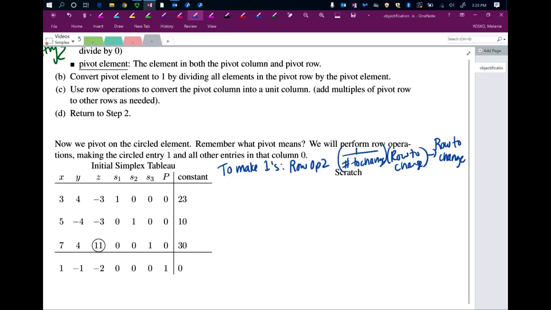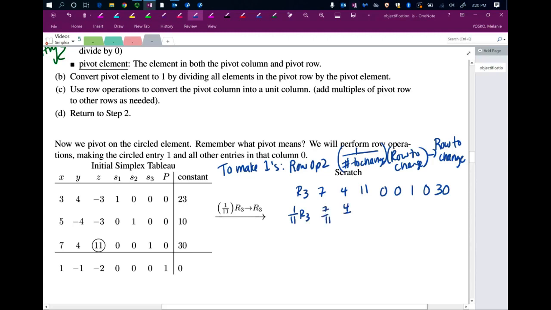So you have to think about it this way. We can also say we're dividing by 11, right? So we're going to do 1 over 11 times row 3, and we're putting it back in row 3. So row 3 was 7, 4, 11, 0, 0, 1, 0, and 30. So we're going to take 1 over 11 times row 3. In other words, we're dividing by 11. Do not simplify these. Leave these as fractions.